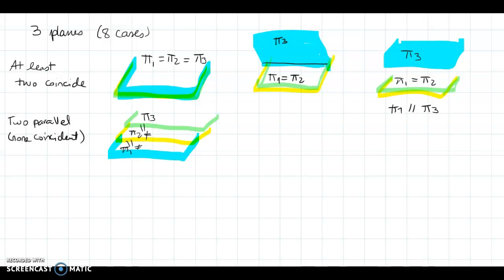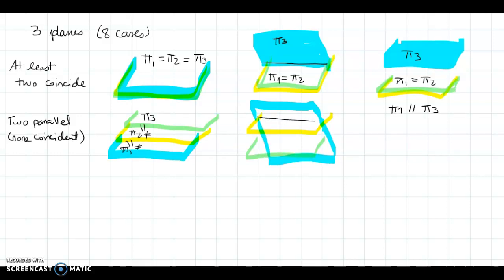We can also have that two of them are parallel, and then the third one intersects them. So let's say it like this. The sky blue one intersects the yellow one at a line and intersects the blue one at a line that is here. So pi1, pi2, pi3, and we have pi1 intersects the other two, which are parallel.